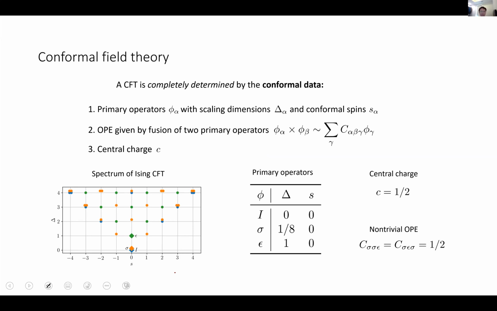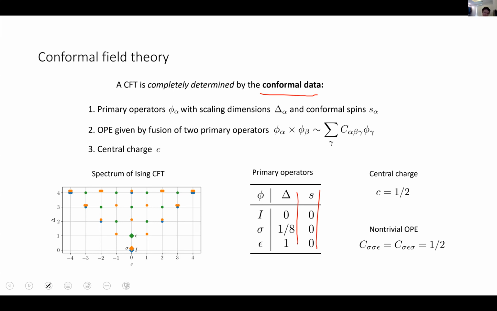Let me go into a little bit of detail of how each of these is done. Let me step a little into detail about the CFT. I mentioned this conformal data, right? Let me take the Ising model as an example again. For the Ising model, the conformal data first consists of a set of primary fields, of which there are 3, and we call them identity, sigma, and epsilon. They all have conformal spin 0, and they have some scaling dimensions.